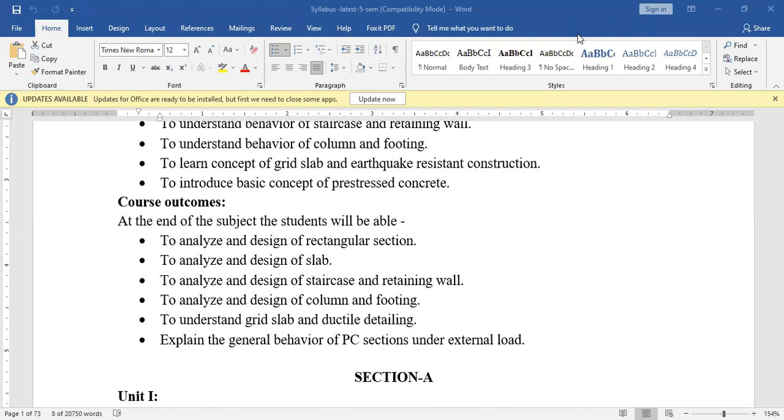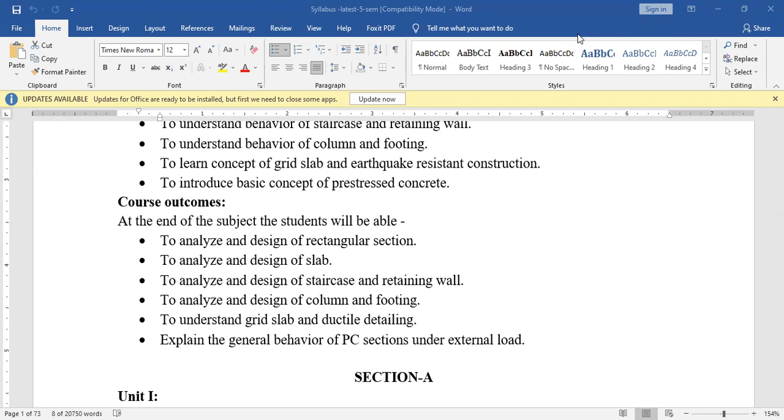Then again, the concept of grid slab. There's a part of the slab, grid slab, and just like that, you'll have to learn how to design that, how to calculate the different parameters of it. And then there's a part related to earthquake resistant construction. So as I said, for RCC, you have to go ahead with IS 456, that is the IS code. For prestressing, you have to go ahead with IS 1343.